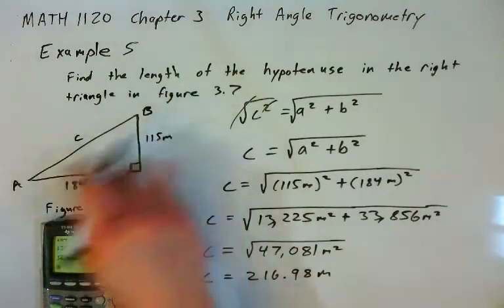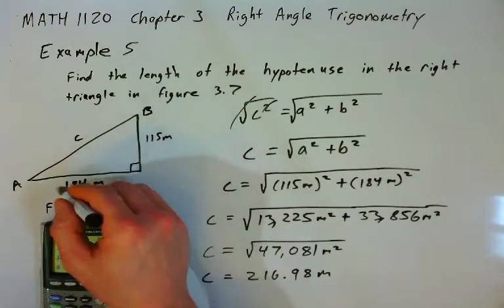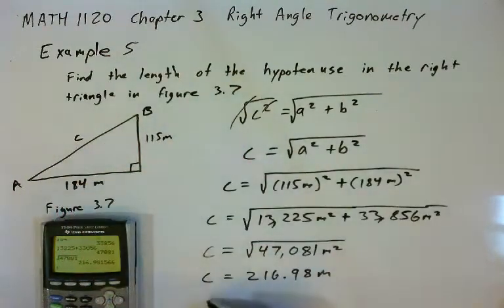Because our original numbers only have 3 significant figures in them, right? 1, 2, 3, 1, 2, 3. The book rounds this to 3 significant figures, which would be 217 meters.